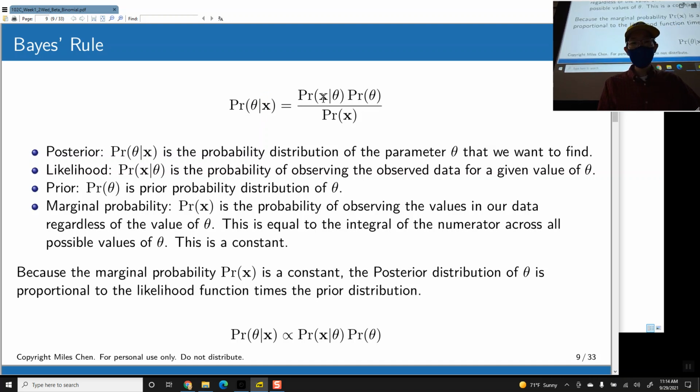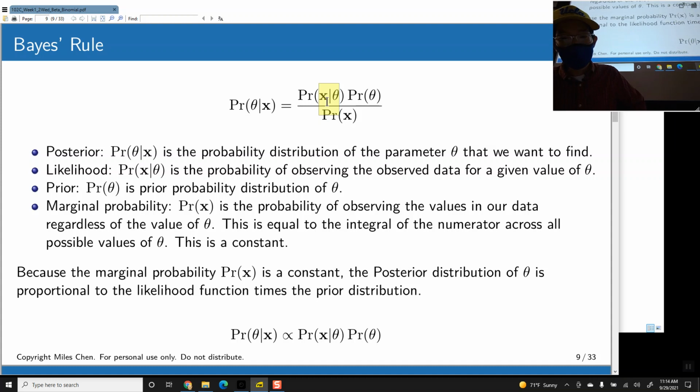Okay, so the probability of x given theta, this part over here, we call the likelihood. It is the likelihood, the probability of observing the observed data for a given value of theta. What's the difference between a likelihood and a probability? Ethan? Likelihoods don't have to add to 1, okay?